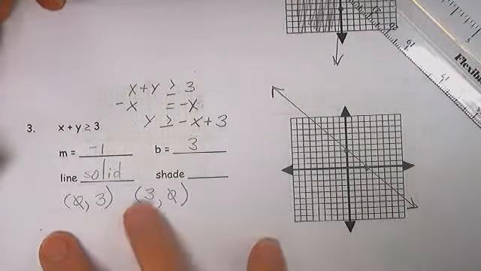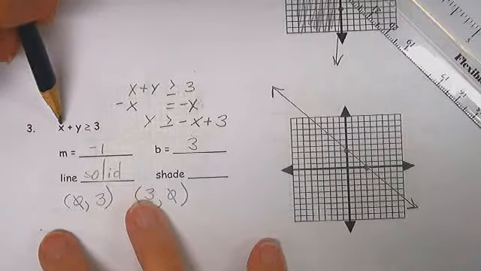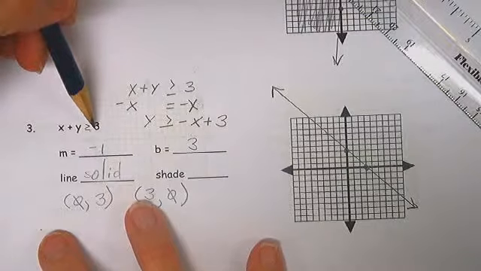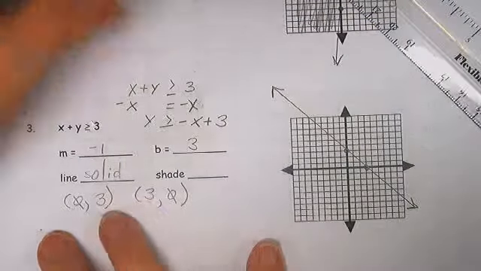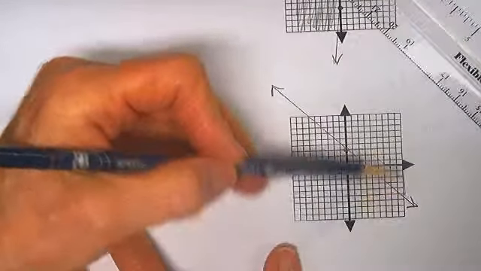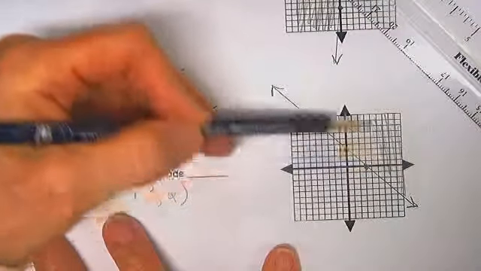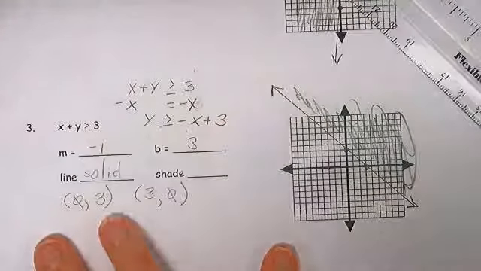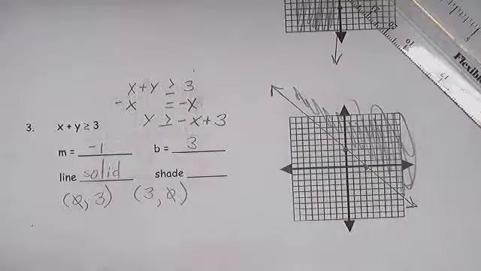Above or below? Well, is 0 greater than 3? No. 0 is not greater than 3. So 0 is not part of the solution set, so we must shade above. End of page 1. Everything else will go faster.